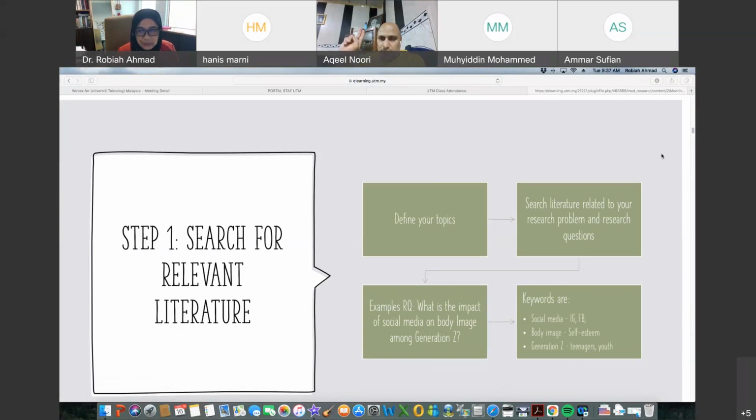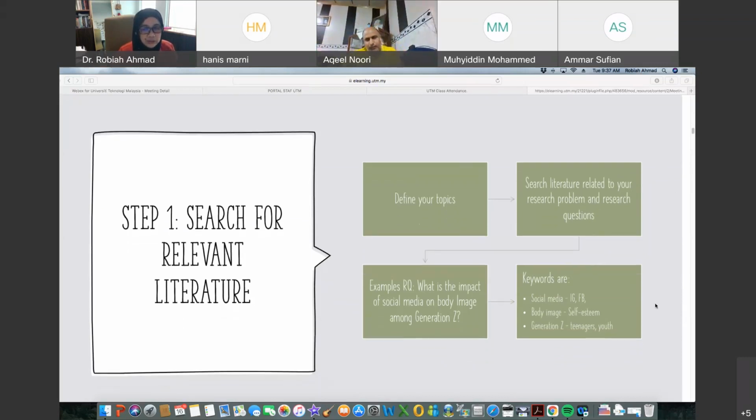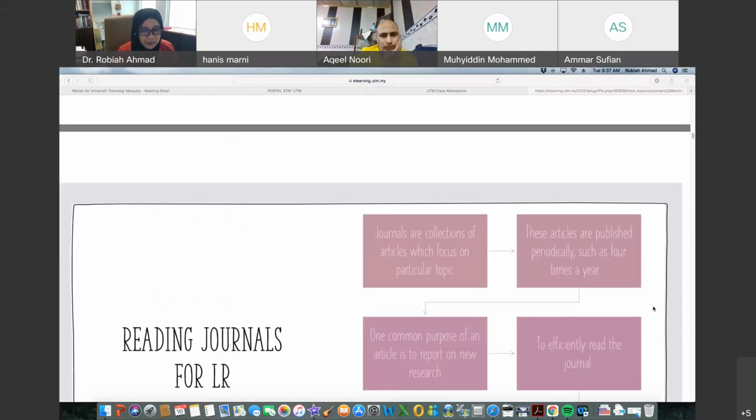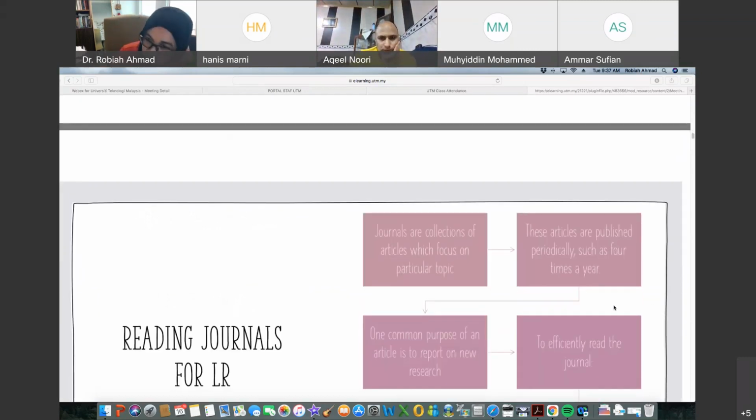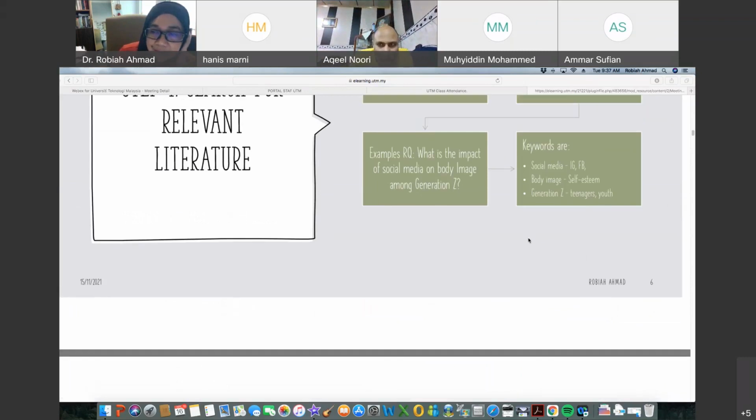So we just discussed the first step, which is to search for relevant literature. In this case, you must have your research problem and research question. From your research problems and research questions, you can find the keywords to be used to do your literature review later on from the database. Okay, which you will be doing in the evening session.